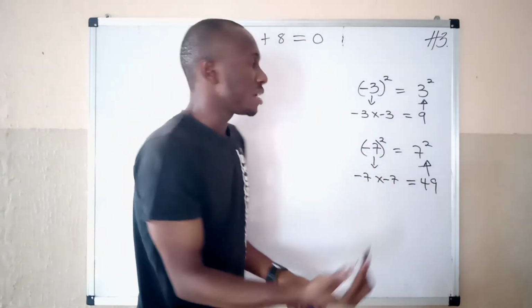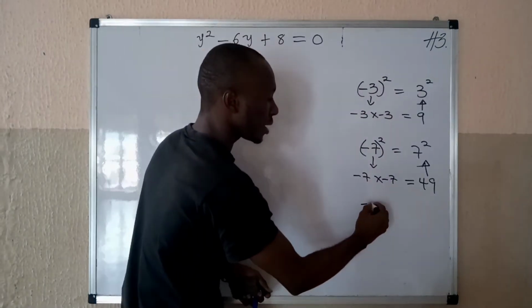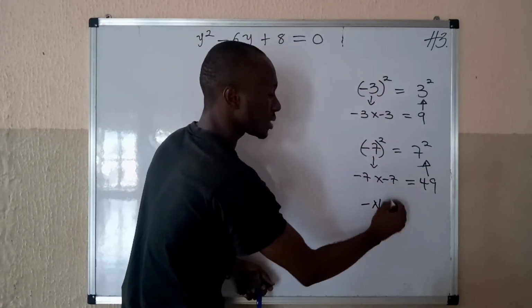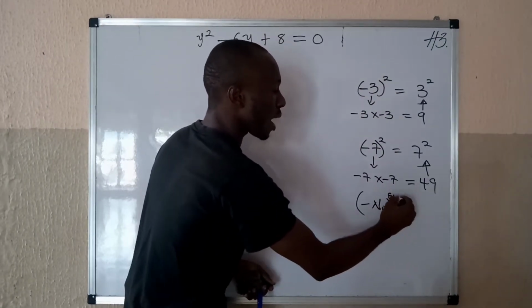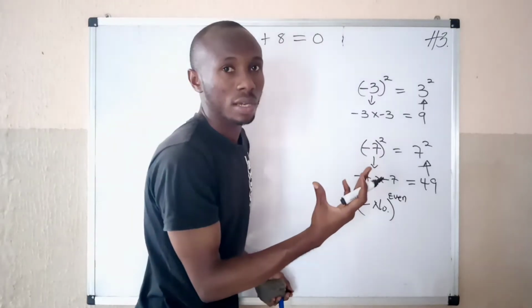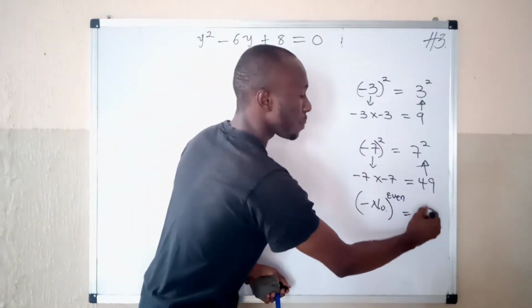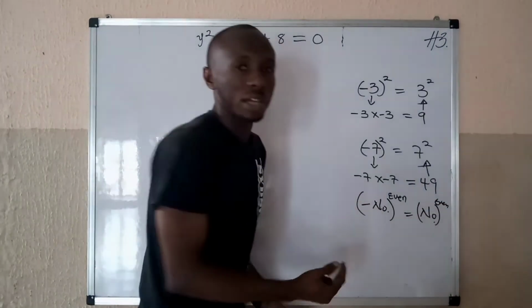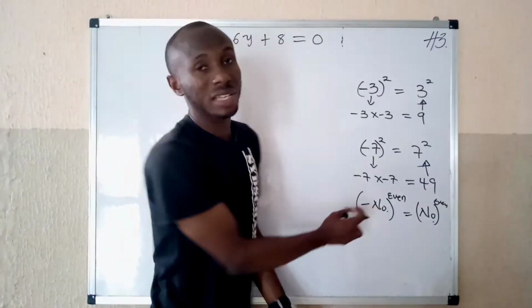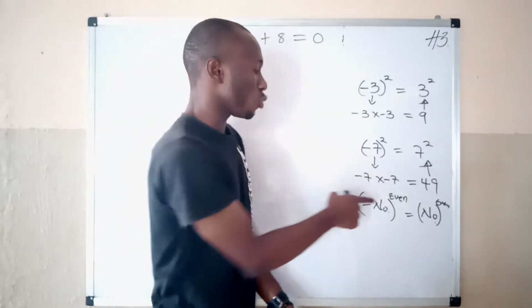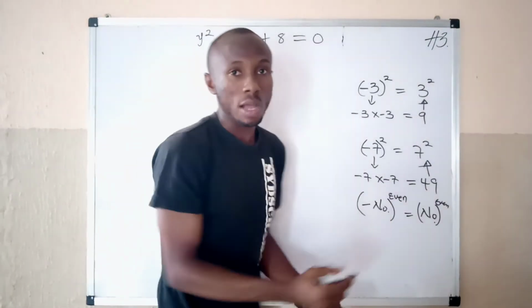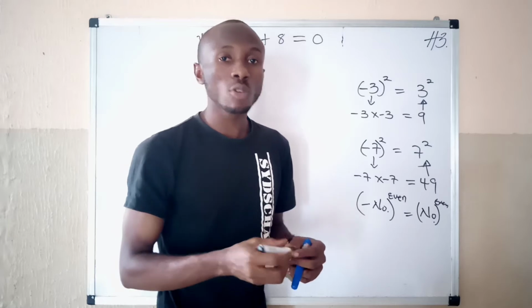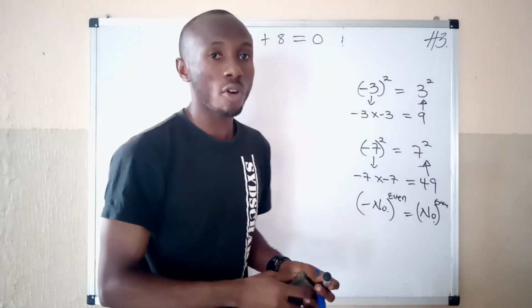So generally, when we have a negative number like this to an even power, it's simply the positive number to the even power. In other words, it's just like removing the negative sign when you have an even power. So with that being said, let us go over to the problem we have on the board.